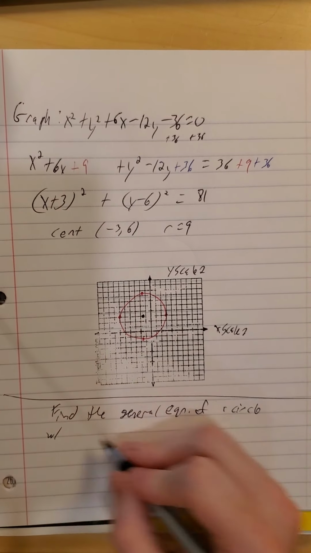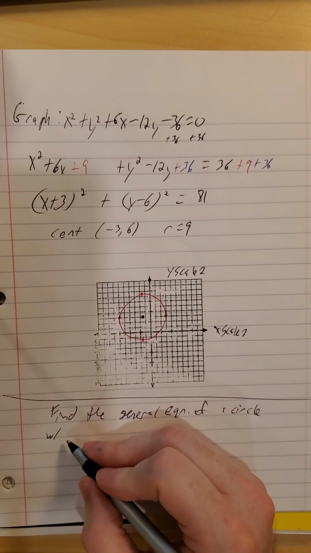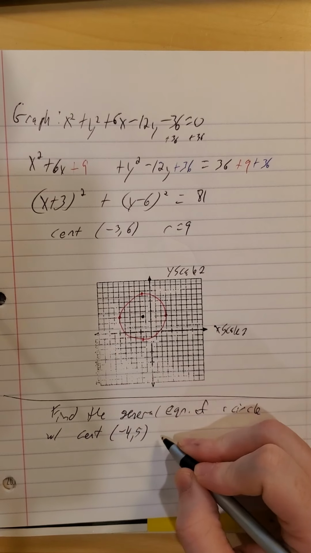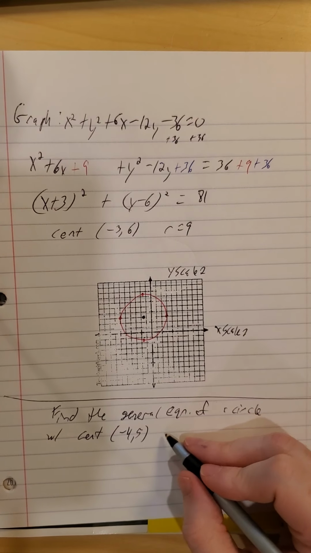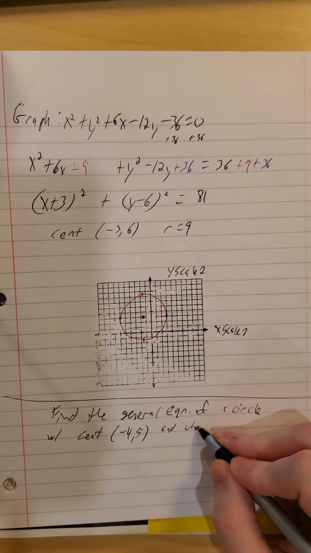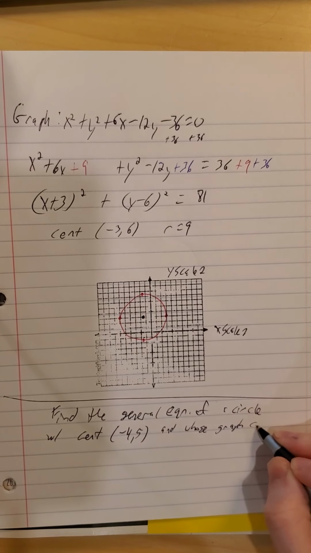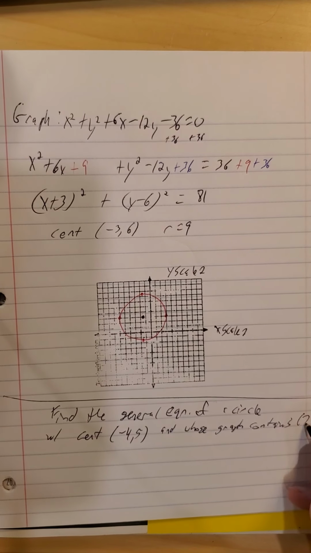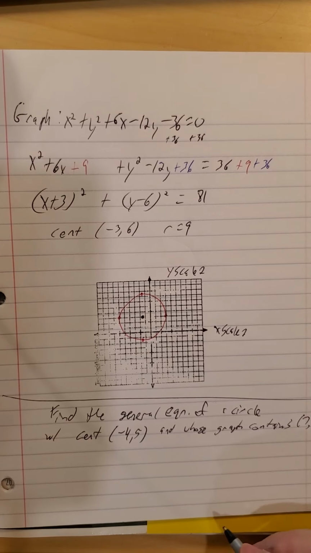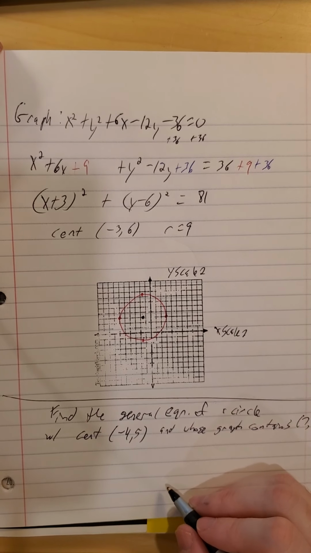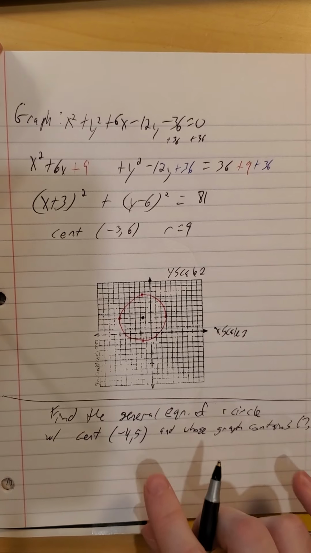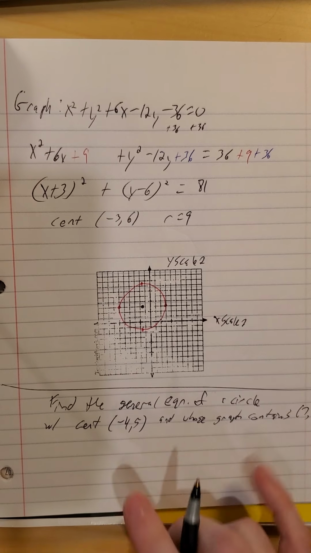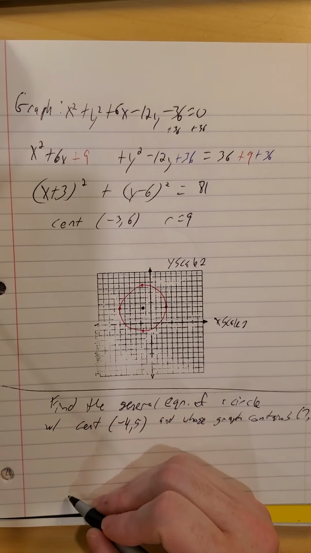A circle with center at negative 4, 5, and whose graph contains, what did I pick? 7, 9. Okay, so this one, they didn't directly hand us a radius. We'll have to find the radius. Radius, though, remember, is just a distance.